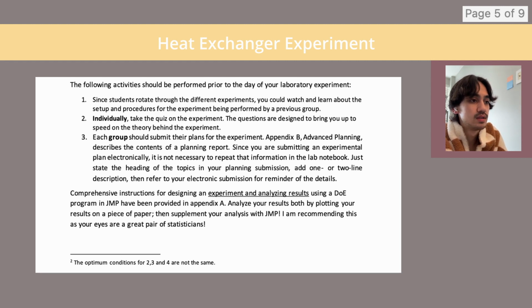Comprehensive instructions for designing an experiment and analyzing results using a DOE program in JMP have been provided in Appendix A. Analyze your results both by plotting your results on a piece of paper, then supplement your analysis with JMP. I'm recommending this as your eyes are a great pair of statisticians.